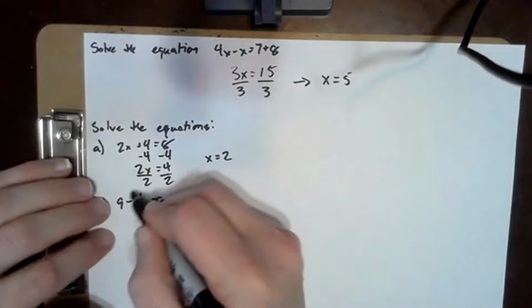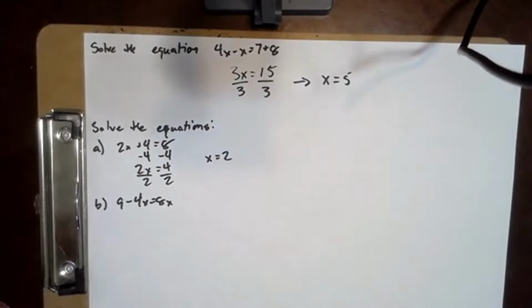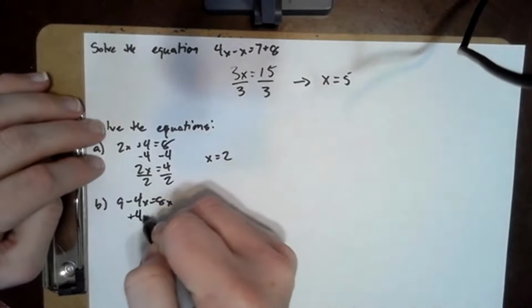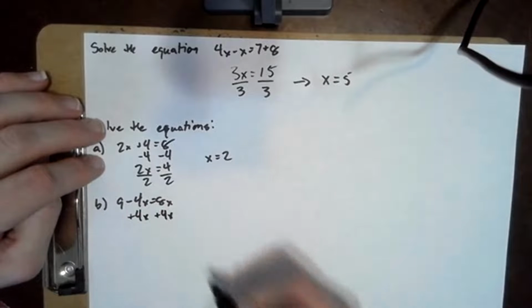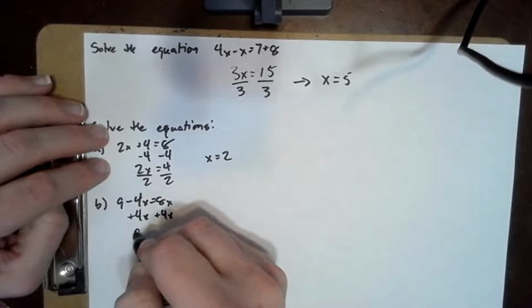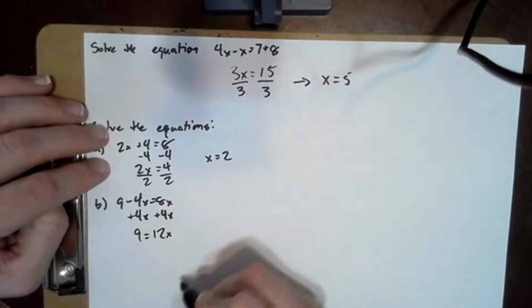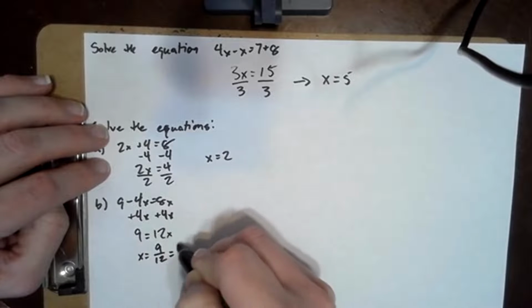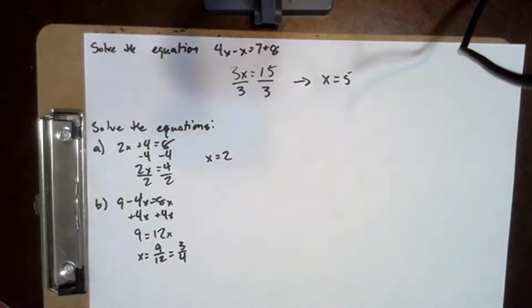Here, we need to move our x's so they're all on the same side. I will add 4x to both sides of the equation, and I'll get 9 equals 12x. Then x equals 9 over 12, which is 3/4 when we simplify.